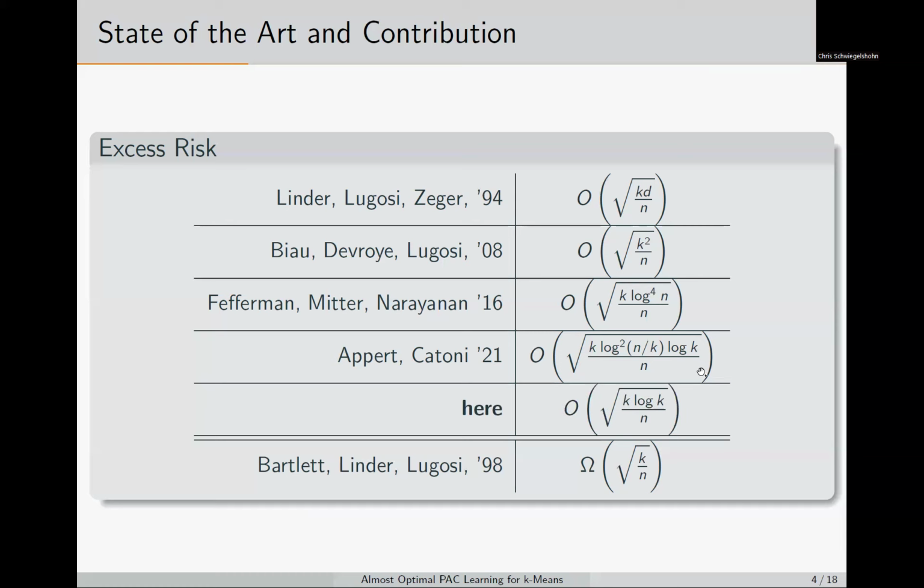So we obtained a convergence rate of the order of square root of K log K over n. This has an optimal dependency in n, no dependency in D, and a nearly optimal dependency in K. So the only non-optimal factor is this log K factor over here.